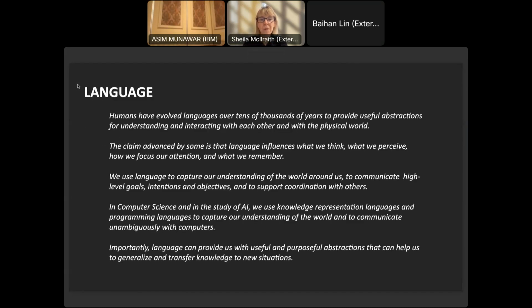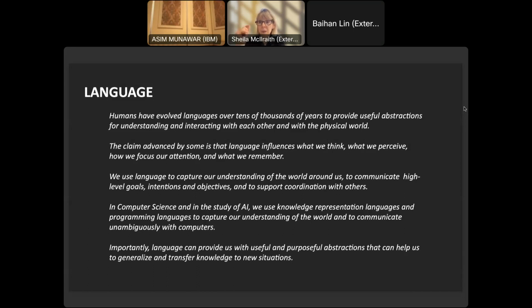Humans have evolved language over tens of thousands of years to provide useful abstractions for understanding and interacting with each other and with the physical world. The claim advanced by some is that language influences what we think, what we perceive, how we focus our attention, and what we remember. We use language to capture our understanding of the world around us, to communicate high-level goals, intentions, and objectives, and to support coordination with others.